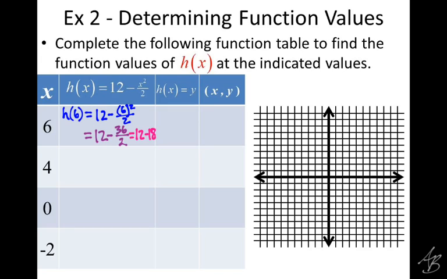So we'll write this in function notation now. H of 6 equals negative 6. And then we'll have the ordered pair, 6 comma negative 6. Go ahead and finish up your function table, and while you're working on yours, I'll do mine up here so you can compare what you have to what I have.